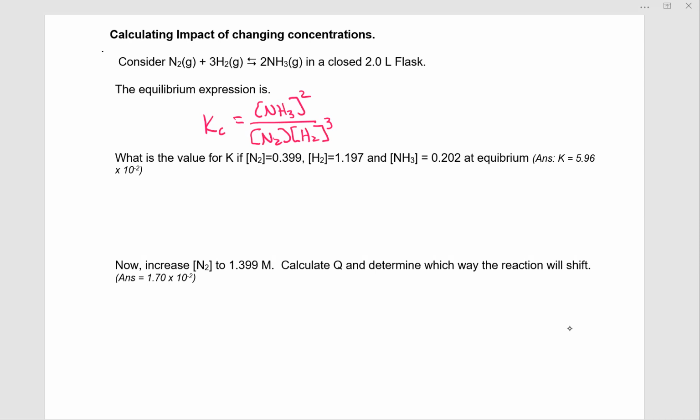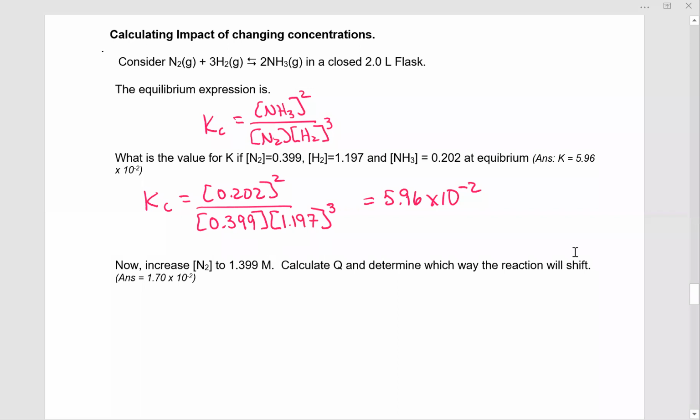And we're given some equilibrium concentrations here. If N2 is 0.399, hydrogen is 1.197, and ammonia is 0.202 at equilibrium. So I want you to go ahead and solve for that, just for a little practice. And you should have set up your equation as I have shown here, 0.202 squared over 0.399 multiplied by 1.197 cubed, and you get 5.96 times 10 to the negative second.